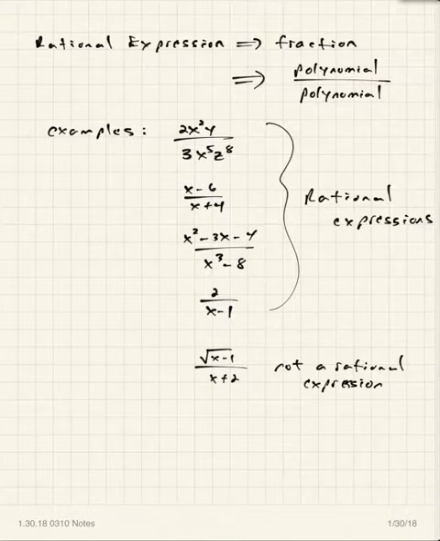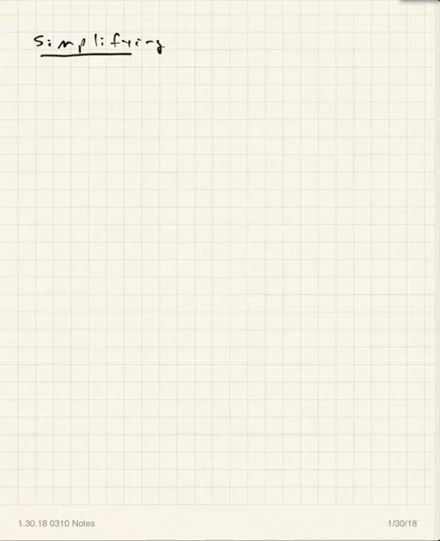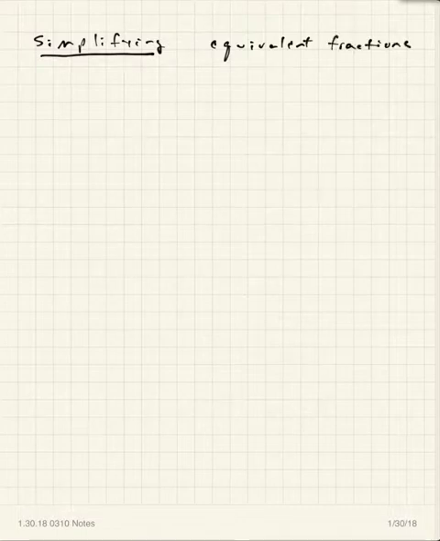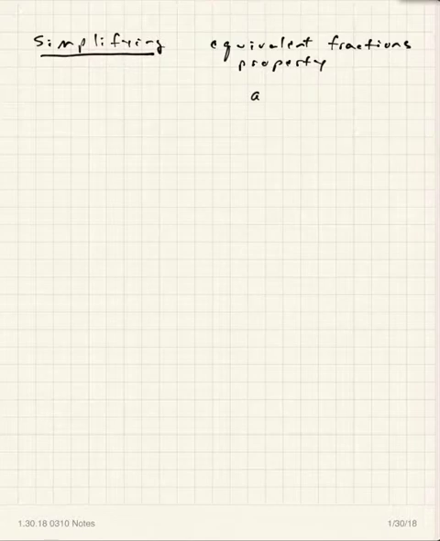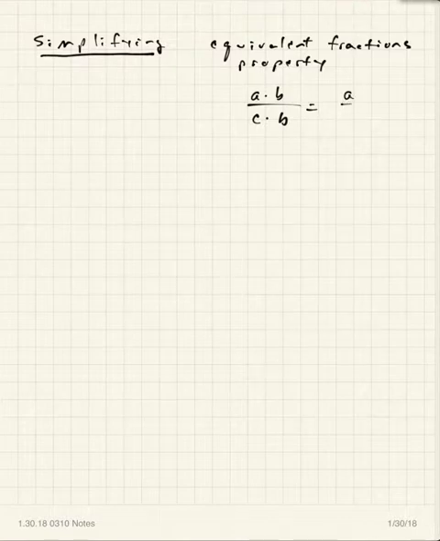All right, now our first goal here is to talk about simplifying rational expressions. And when we talk about simplifying, we use something that you would have encountered back in probably 5th grade, somewhere back there with fractions. And it's called the equivalent fractions property. The equivalent fractions property allows you to simplify a fraction, and it also allows you to simplify a rational expression as well. The equivalent fractions property says that if you have a times b over c times b like that, that's equal to a over c.